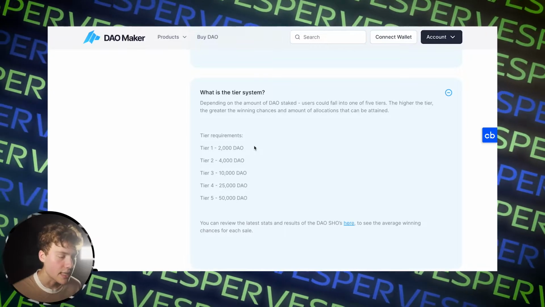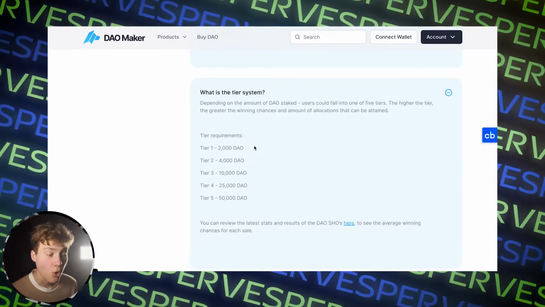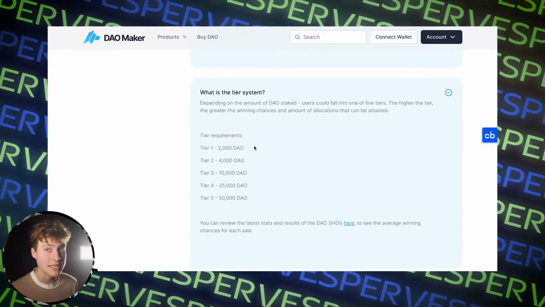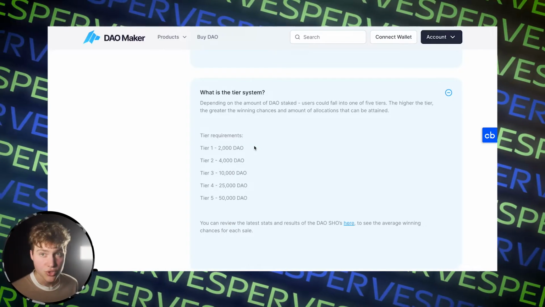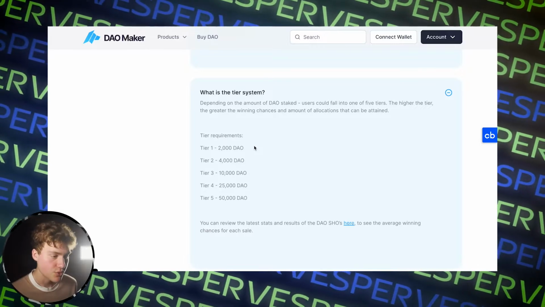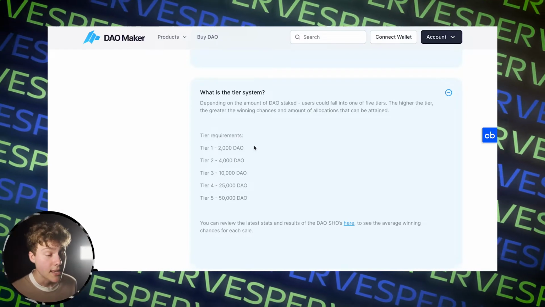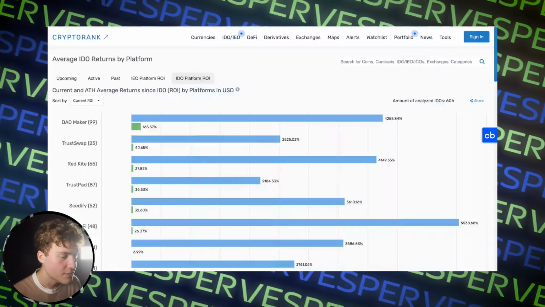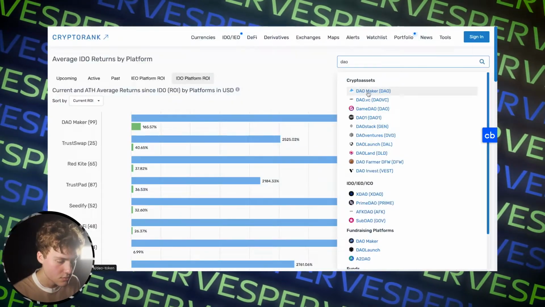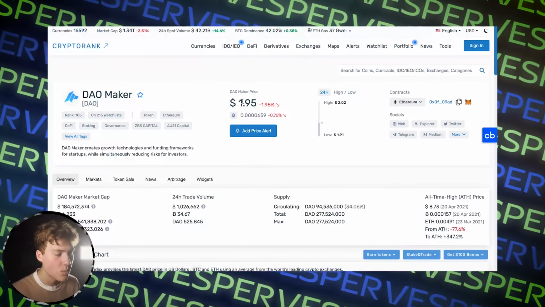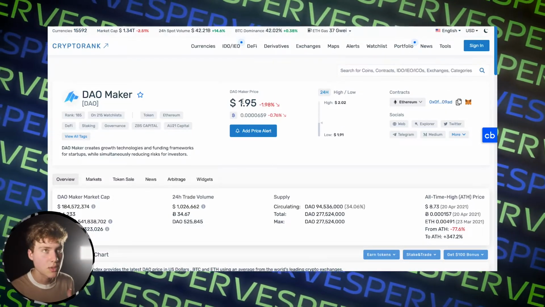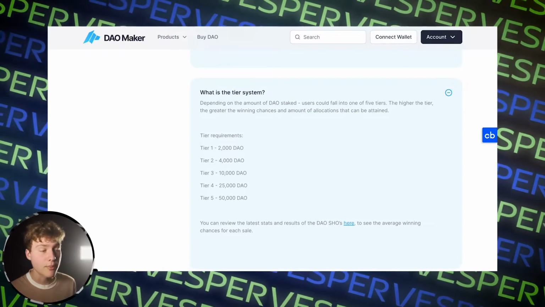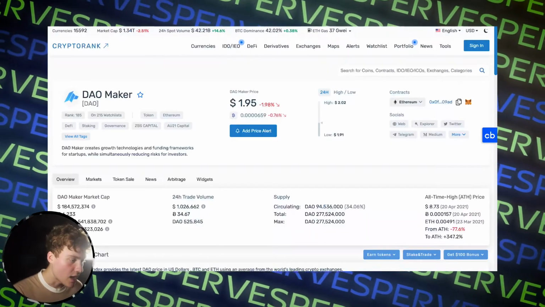So the least number of tokens that you need to stake in order to participate in one of these IDOs. Again, this platform is like the best one. Most of the projects that it launches give really high returns, as we have seen on CryptoRank. But the least number of tokens that you need to stake is 2,000 DAO, which I believe, at almost $2 each, is $4,000, which is really expensive. And so me personally, I do not use DaoMaker. Instead, I use other launchpads.